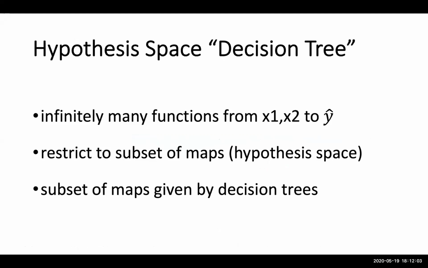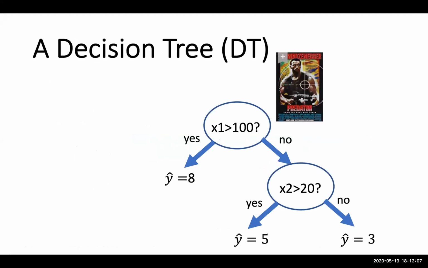Okay, so a decision tree corresponds to a subset of maps. And this subset is constituted by all maps that can be represented by a flow chart or a decision tree. As the name suggests, it's a tree constructed from smaller, elementary decisions, or tests. Is the first feature larger than 100? So is the movie longer than 100 minutes? Yes or no? And in a decision tree, we then follow these elementary tests along the branches. So let's say this Predator movie is longer than 100 minutes. Okay, then we end up here, and we output y hat equal 8. So the predicted label, or the predicted rating, is 8.